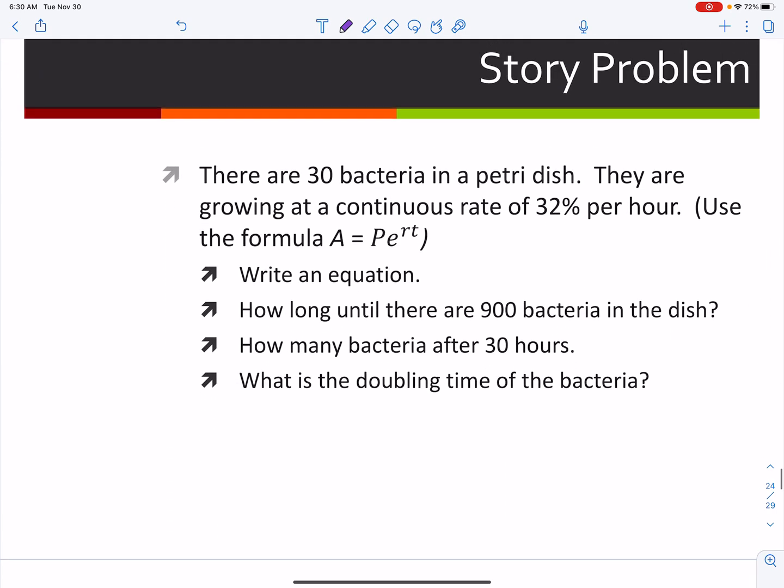Okay, so here is an example of a story problem question, and I believe the answers are there, so I would like you to pause and do the story problem.